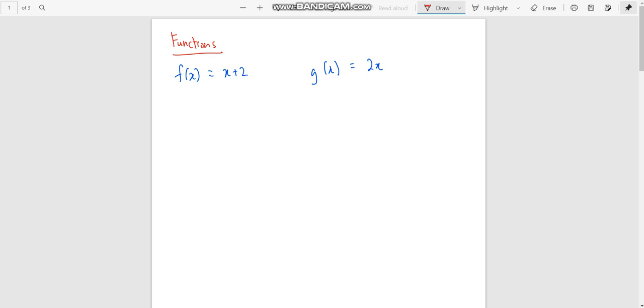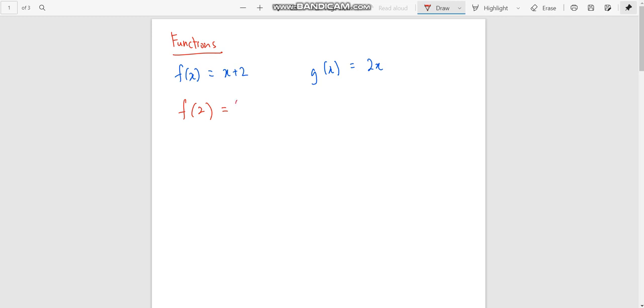Hello, in this video we're going to learn functions. Okay, so here I have two functions, f(x) and g(x). So first example, let's say they ask you to find f(2). So f(2) means you sub in the 2 into your function f.